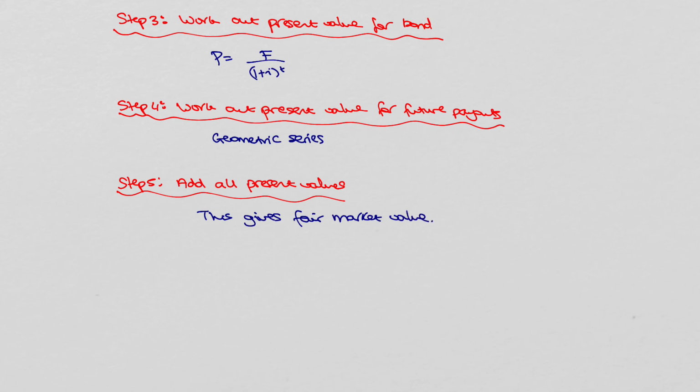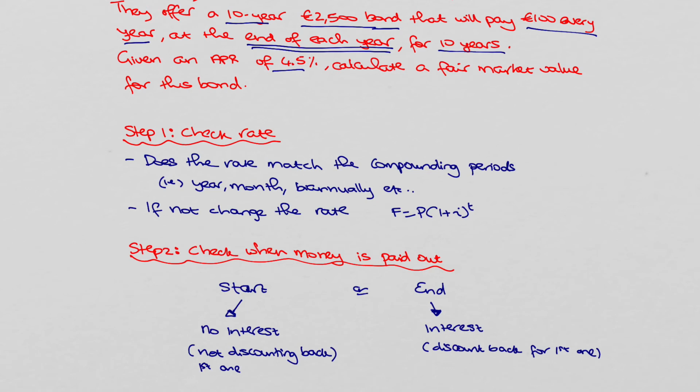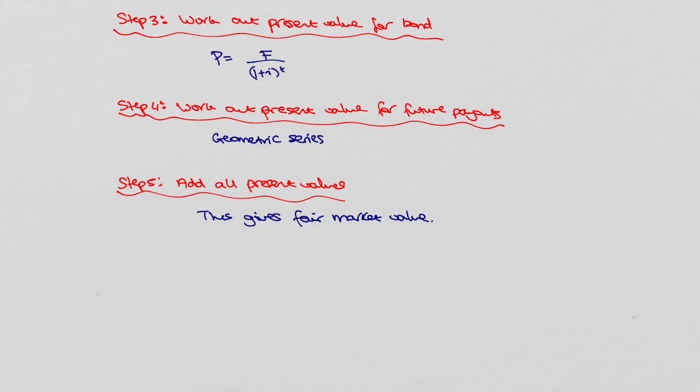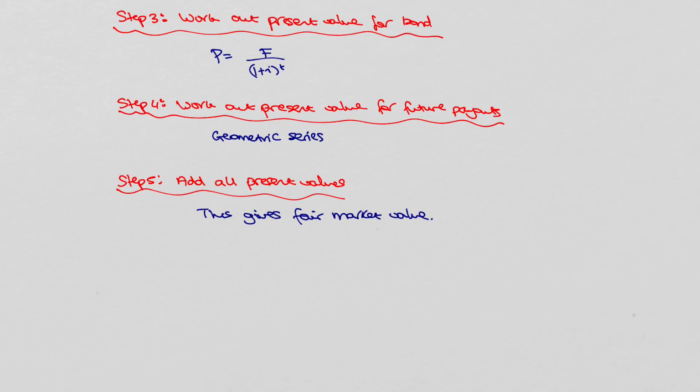Okay, so what we want to do first of all is, we don't need to change our rate. We've checked our money and it's been paid out at the end of each year, which means the first payout has to be discounted back by 1 year. So our step 3 then is to work out our present value for the bond. So our bond is worth 2,500.